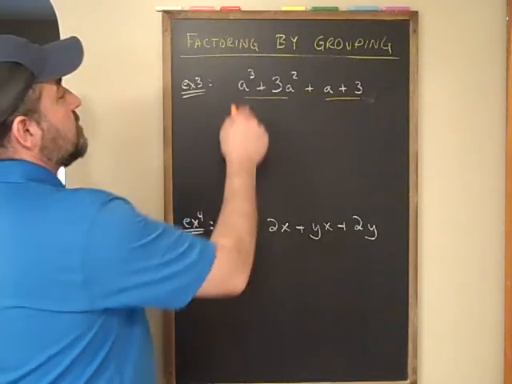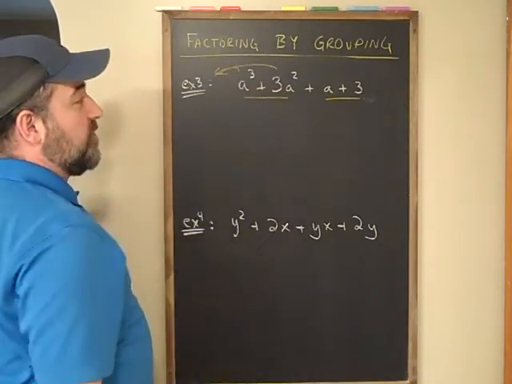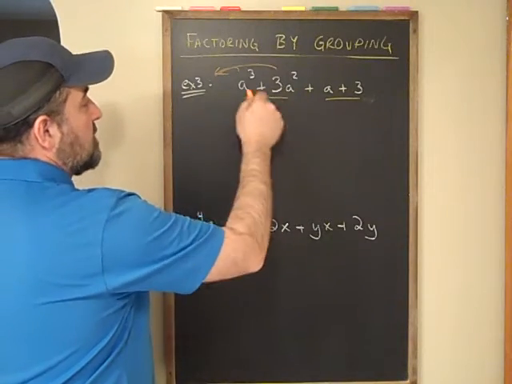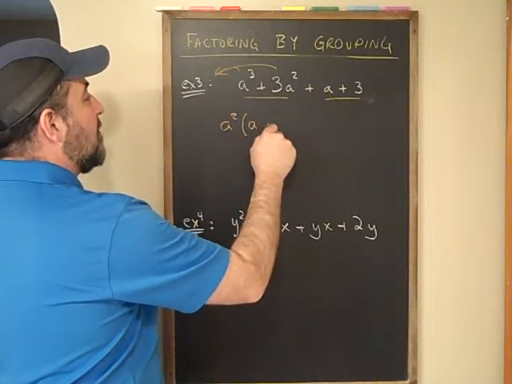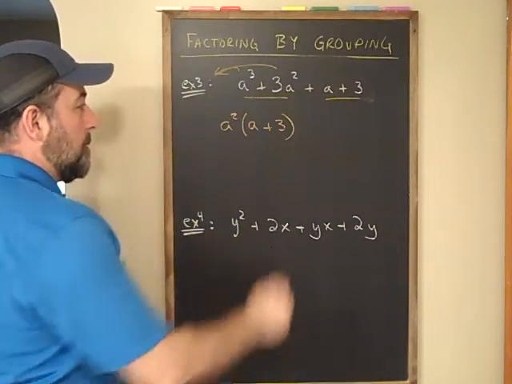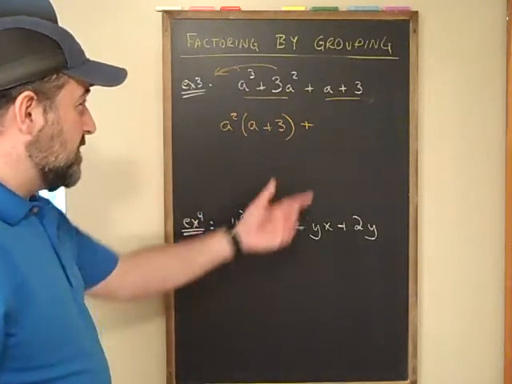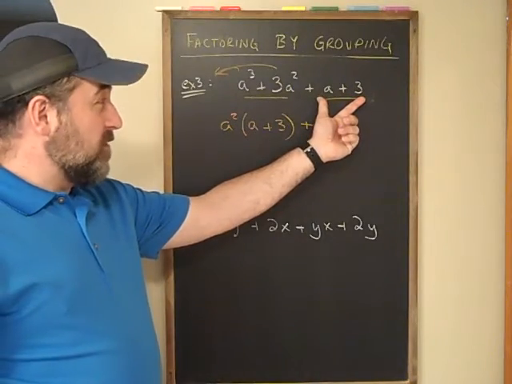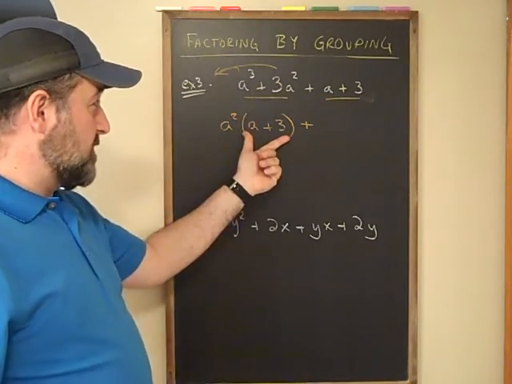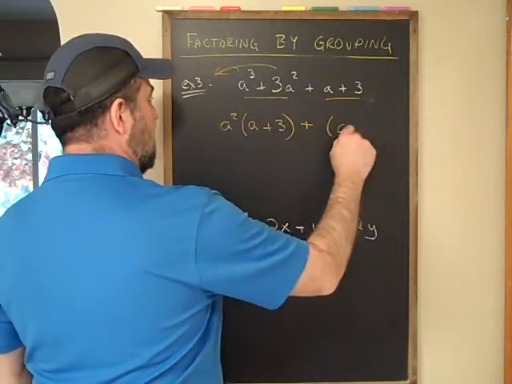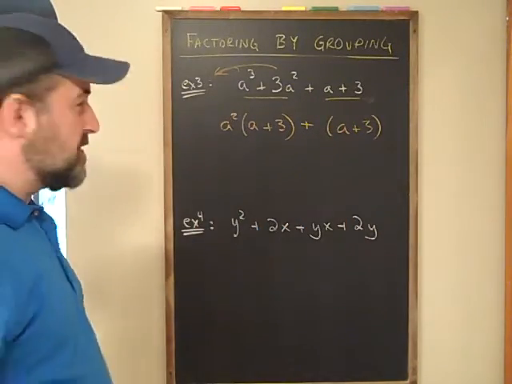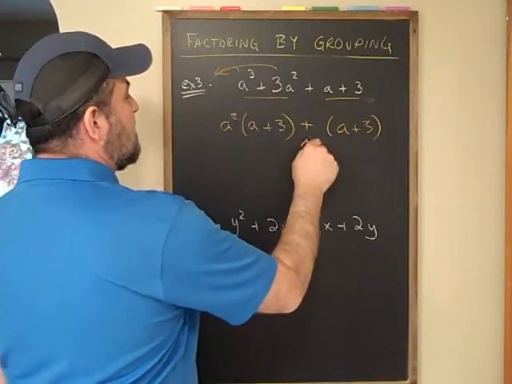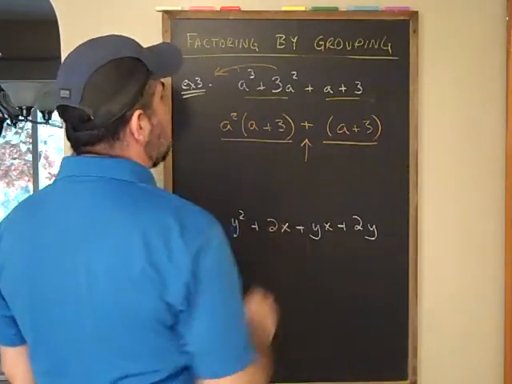So here we go. We'll see that if we group the first two and the last two, from the first two we can factor out an a squared, which leaves us with an a plus 3, plus, now that last group is just a plus 3, which is what we have there. Now I'll put it in a group, okay, that's what we've got. That plus is what's separating the first and last terms.